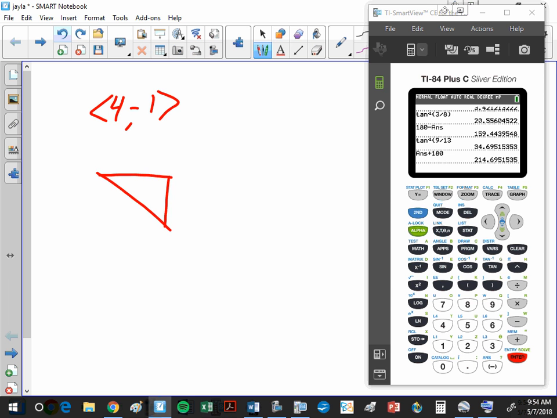I'm in quadrant 4. So 4, and this is -1, but I'm just going to write 1. So the inverse tangent of 1/4 gives me 14 degrees. What do I do with that? Subtract it from 360. Okay. And then if it gives you a vector in quadrant 1, then the inverse tangent is just the answer.